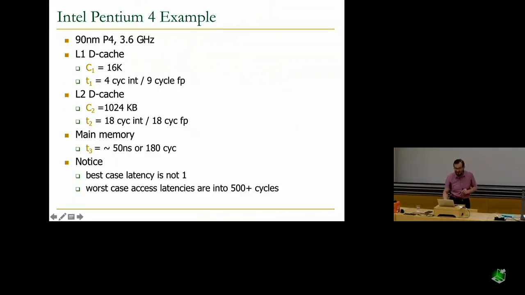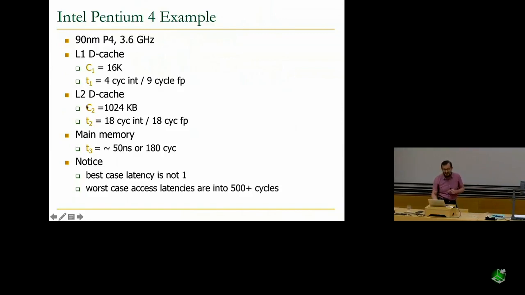And it's 3.6 gigahertz. These are some of the parameters that they used in their caches. L1 data cache, capacity is 16 kilobytes. The intrinsic access latency of the cache is 4 cycles for integer operations and 9 cycles for FP operations, because FP requires larger cache blocks, actually. But we're going to look at integer over here.